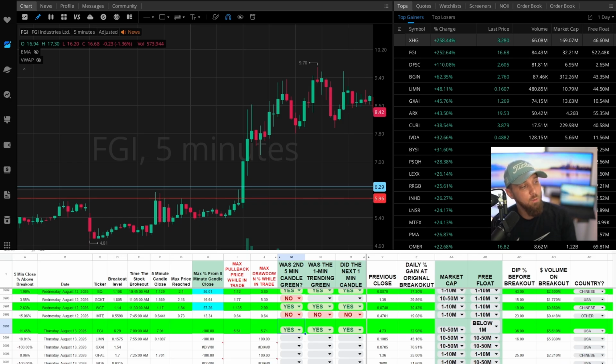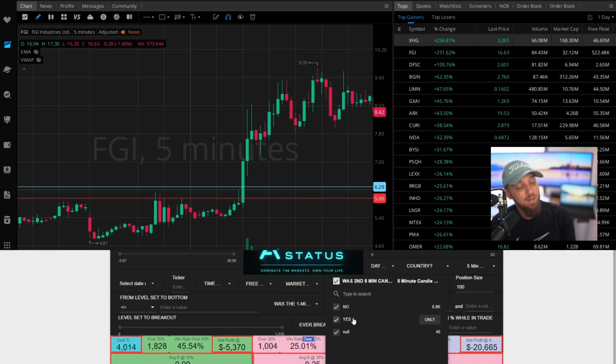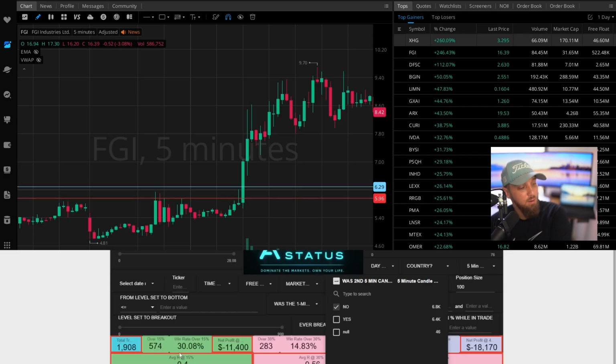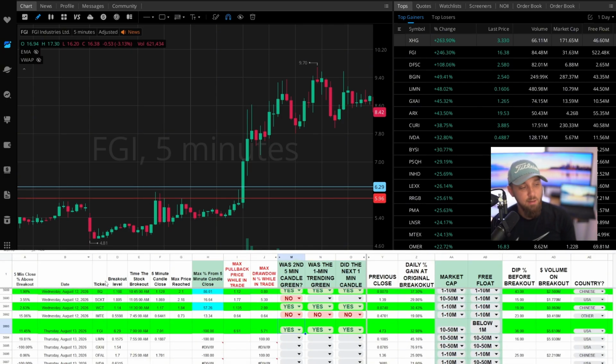On my dashboard, I'm able to filter through and see, okay, if the next 5-minute candle doesn't close green, how does that affect win rate? And you'll see after it loads that it affects it greatly. If you just took straight breakouts, which I don't recommend, it's only a 45% win rate. But if that second 5-minute candle closes red, it drops the win rate from 45% to 30%. And that's over 1,908 total breakouts, which is a really good sample size to know if something's definitive or not. So I'm super confident in saying that if that next 5-minute candle closes red after we've confirmed breakout, there's a very good chance that stock is more than likely done for the day.